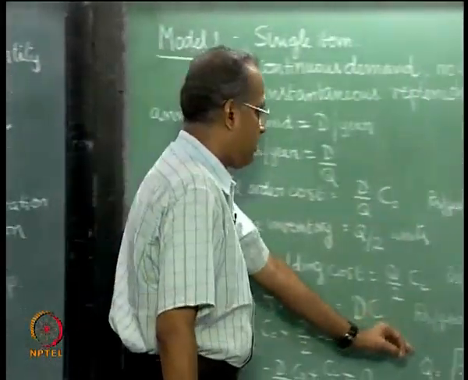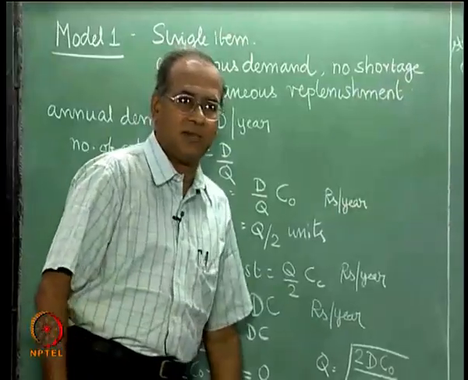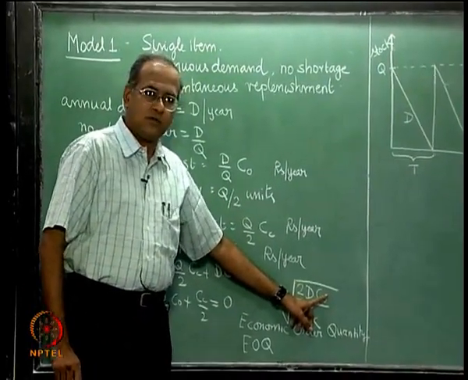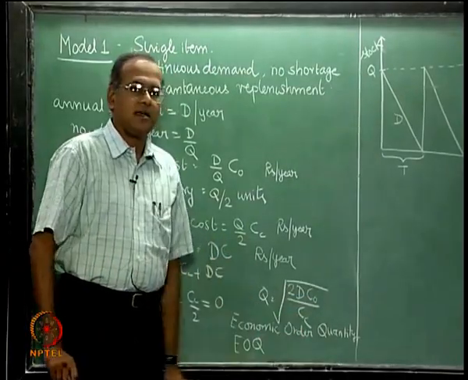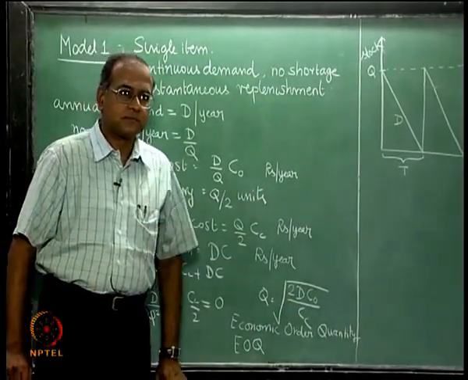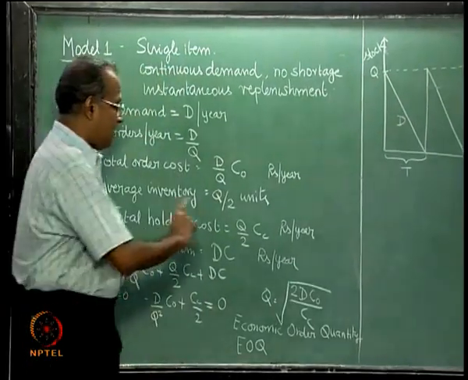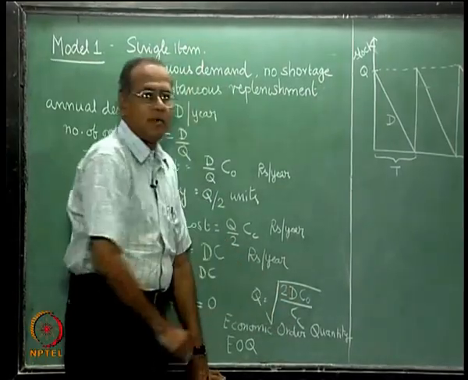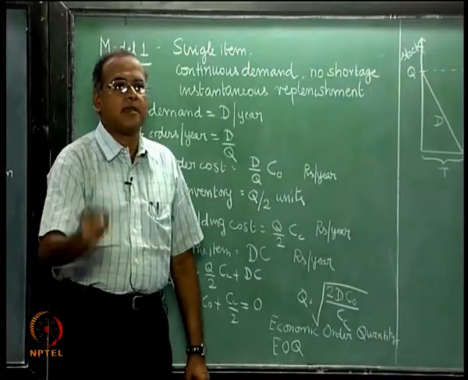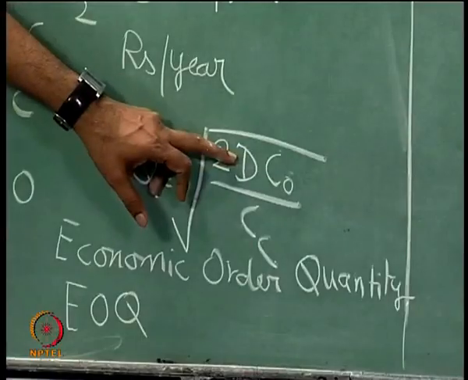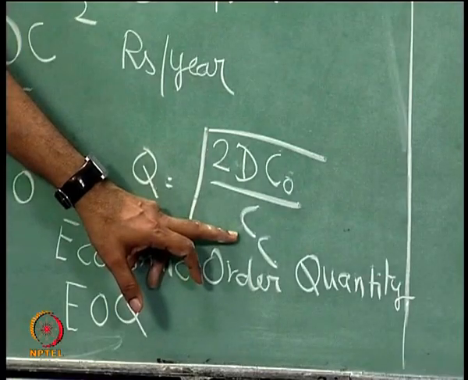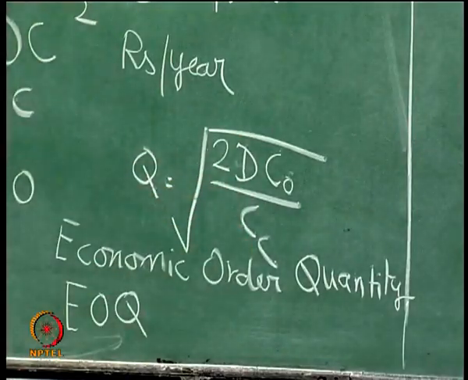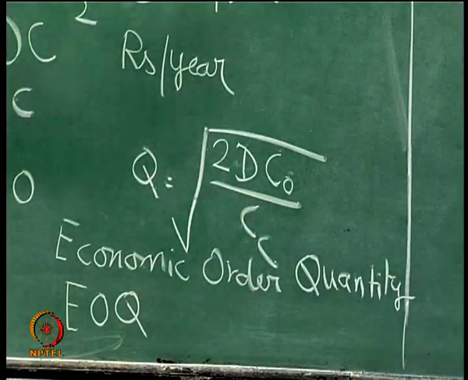So, in this formula of Q equal to plus root of 2 D C naught by C C, D is known, which is the annual demand, C naught is known, which is rupees per order, and C C is rupees per unit per year. What is very important is that if D is annual demand, which is demand per year, then C C should be defined as rupees per unit per year. If D is defined per month, then C C should also be defined as so many rupees per unit per month. So D and C C should have the same time period in their unit of measurement.